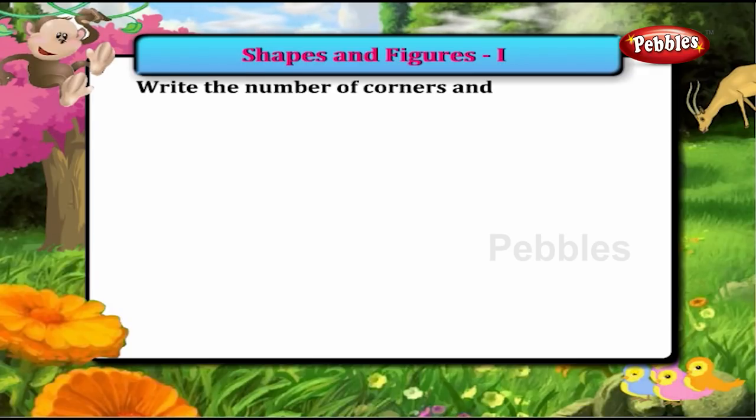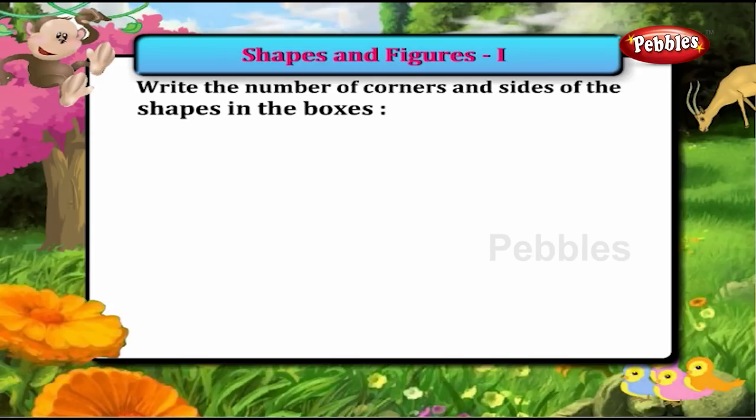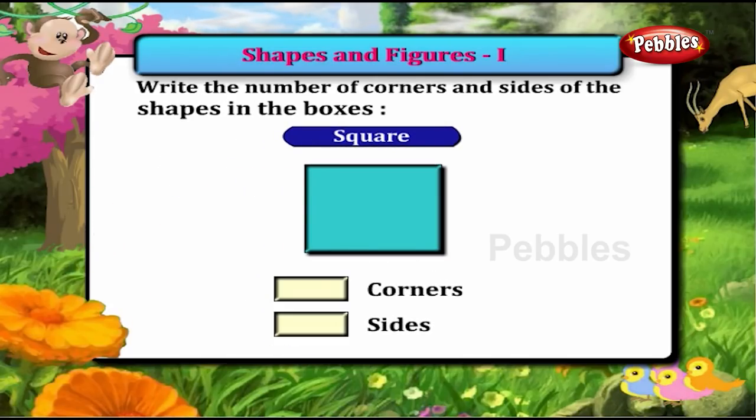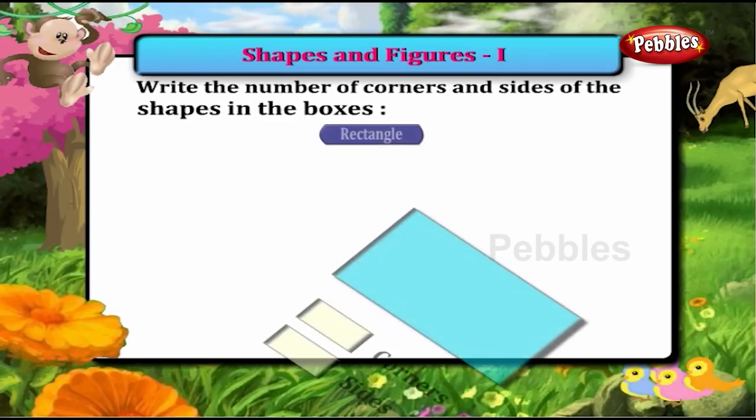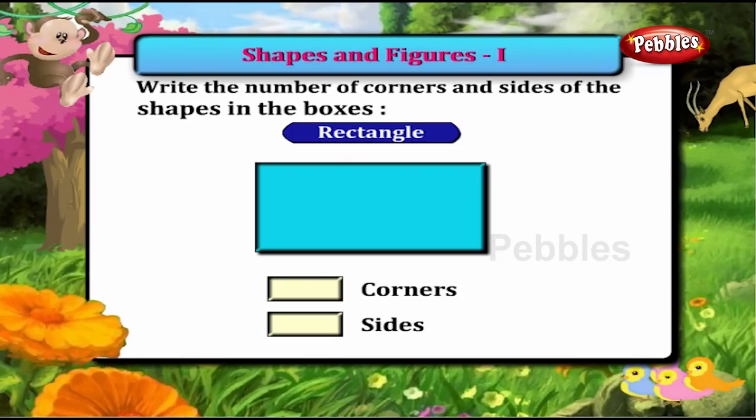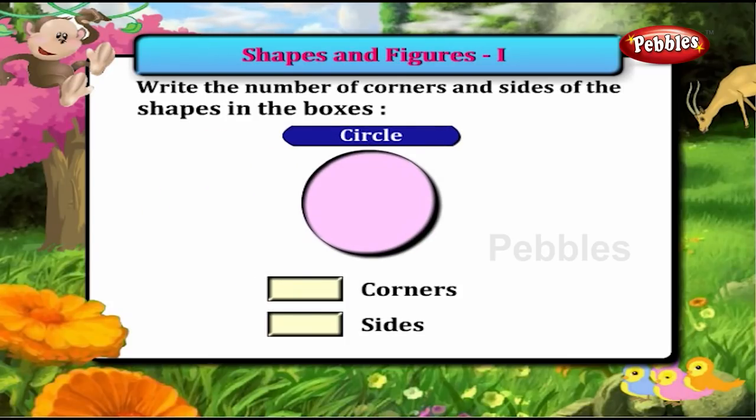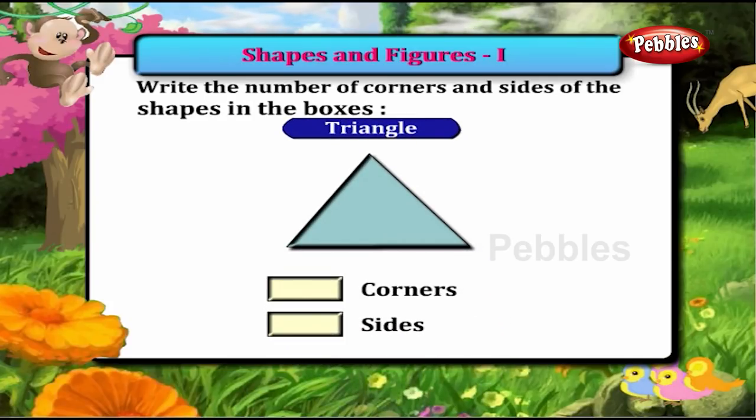Write the number of corners and sides of the shapes in the boxes. This is a square. It has four corners and four sides. This is a rectangle. It has four corners and four sides. This is a circle. It has no corners and no sides. This is a triangle. It has three corners and three sides.